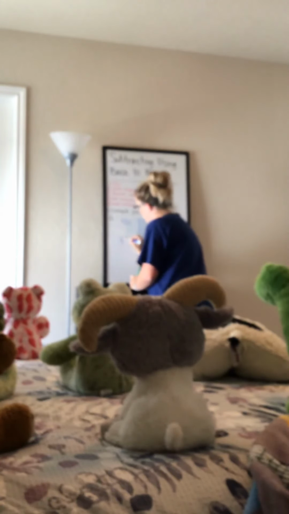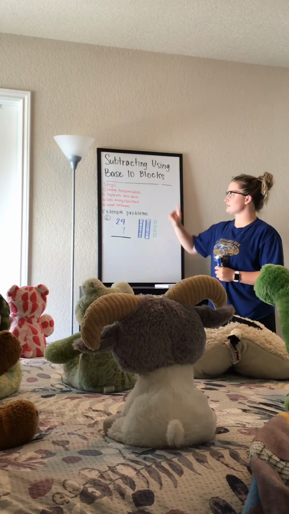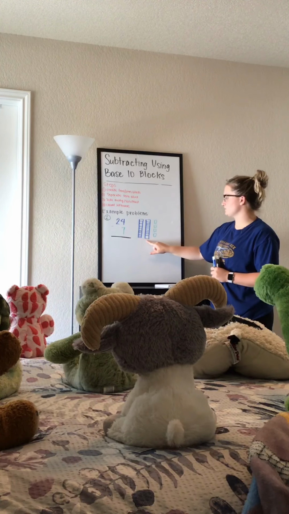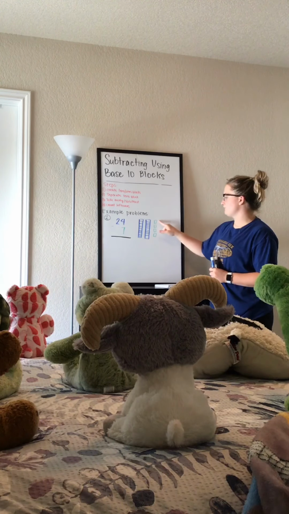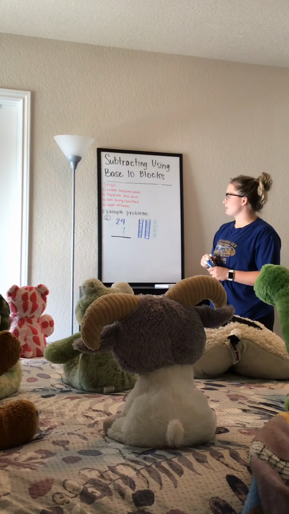Our second example problem is going to be 24 minus 7. Our first step is to create the tens and ones blocks. So here we have 2 tens blocks and 4 ones blocks. Our next step is to separate tens blocks.